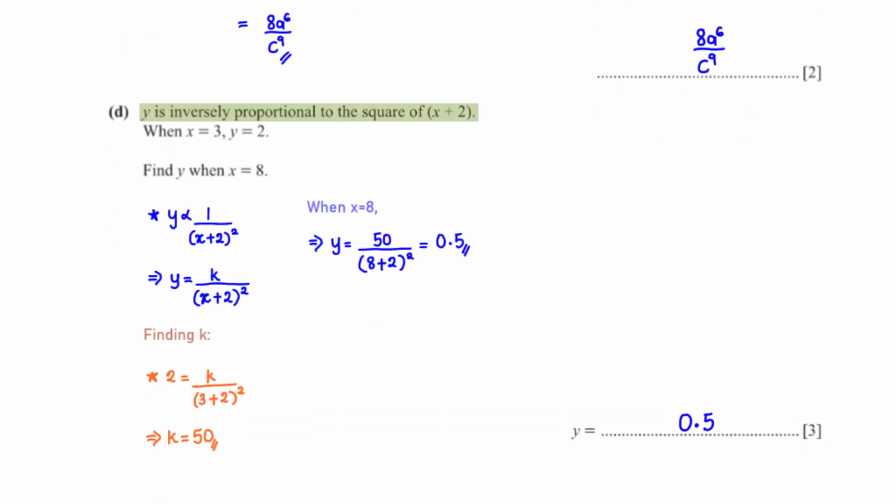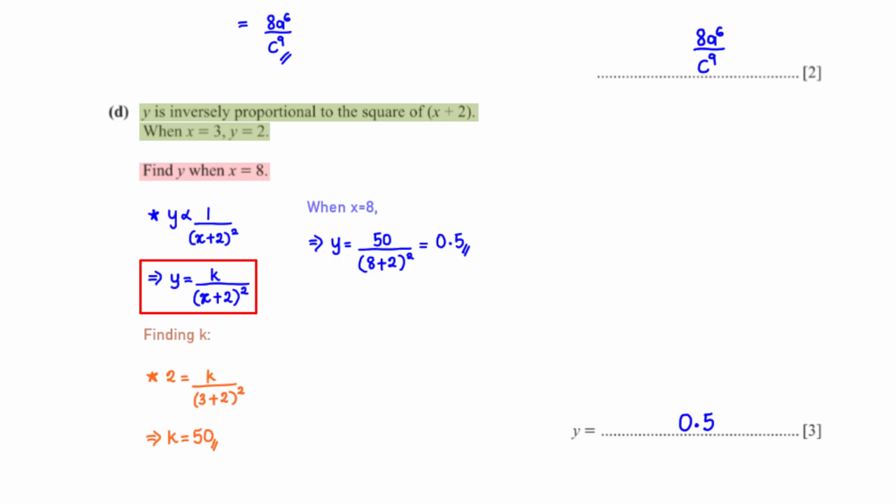Y is inversely proportional to the square of x plus 2. When x is 3, y is 2. Find y when x is 8. In mathematical terms, we write y is inversely proportional to the square of x plus 2. This can be rewritten as y is equal to a constant, which we are going to call k, times 1 over (x plus 2) squared.